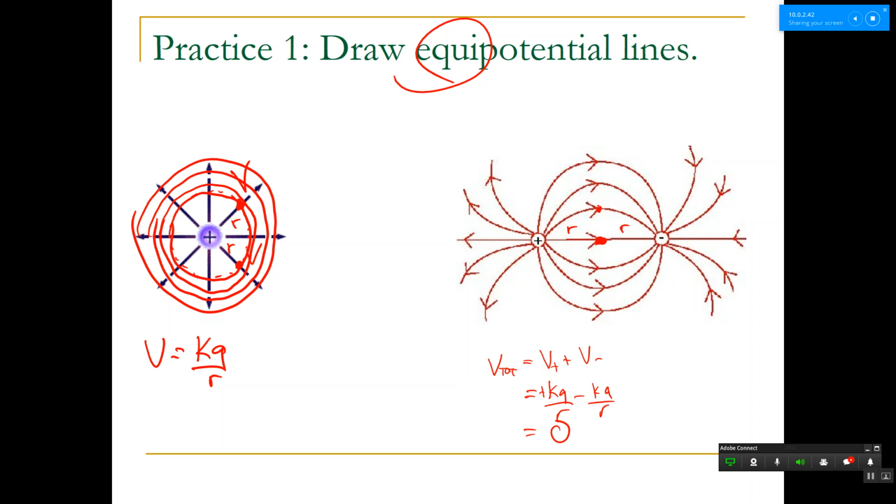So if I drew a dot there, and this distance is equal to this distance, or a point here, where this distance is equal to that distance, then all of these points are 0. And I can draw a line where all the voltages are the same, because I need to draw equipotential lines.